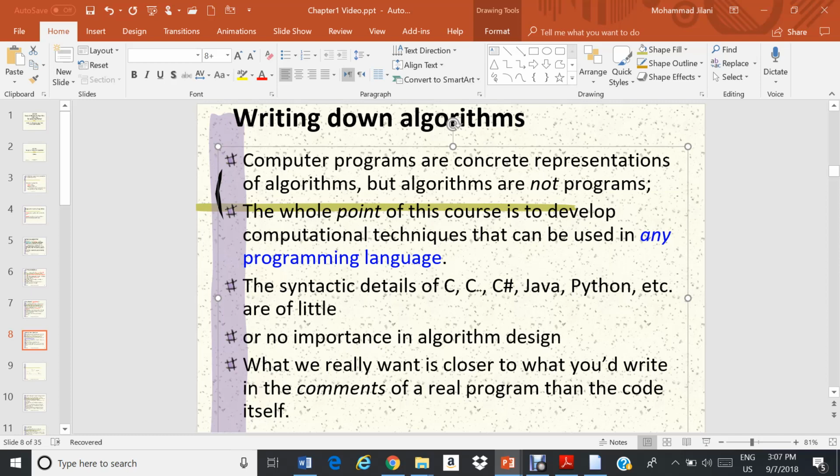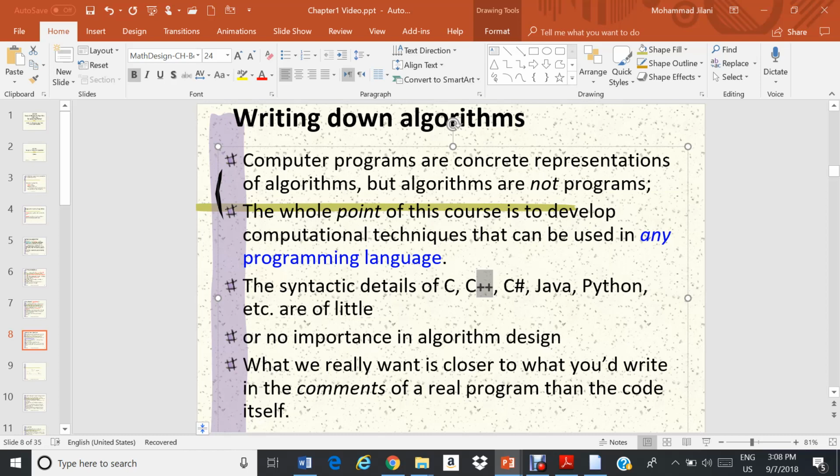Now the syntactic details. Syntactic means the structure of a language. C++, C#, Java, Python, any other language are irrelevant. Each and every language should be able to implement that algorithm. So I'm not interested in the algorithm as a programming language. It's a design that can be implemented using any programming language. Otherwise the algorithm is not really an algorithm if it's very specific to a specific tool.